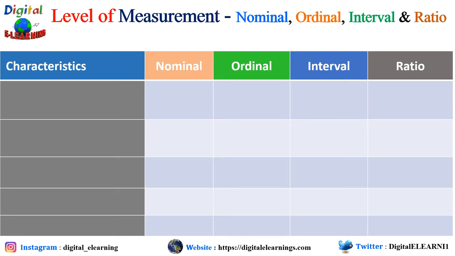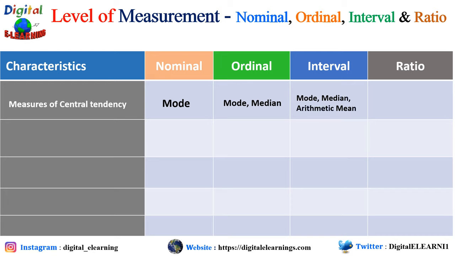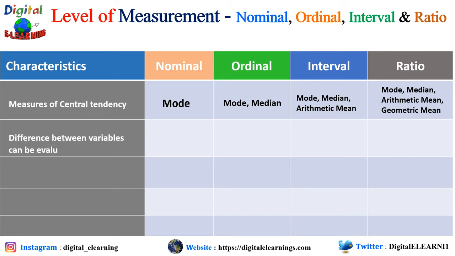Let's do a quick summary. The first characteristic that we have is the measure of central tendency. Under nominal, it would be mode; ordinal, mode and median; interval, we can have the mode, median, and arithmetic mean; ratio, we can have the mode, median, arithmetic mean, and geometric mean. The difference between the variables can be evaluated: in nominal, it is not possible. Even in the ordinal, not possible; in interval you can evaluate.